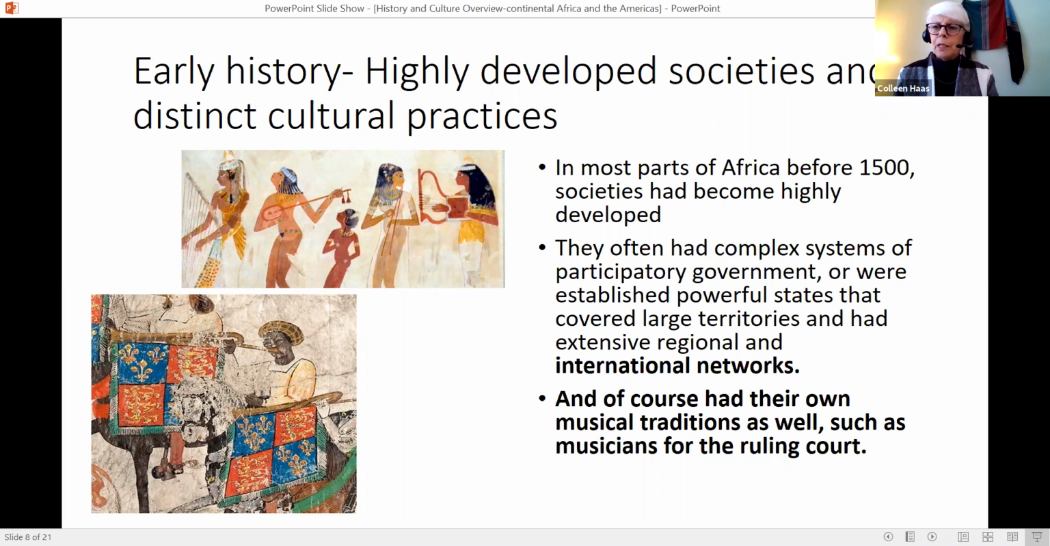We know that some of these places had very complex systems of participatory government, like in Egypt, and they established powerful states with wealth and huge influence over many areas of the world on and off the continent. So they also had these international networks, especially those on the edges of Arabia and Europe and such. And of course, they had their own musical traditions, and they had royal music like any other area in Europe or China.